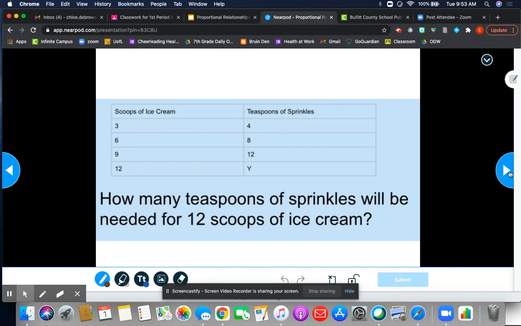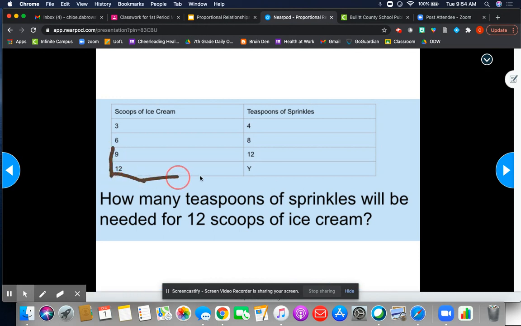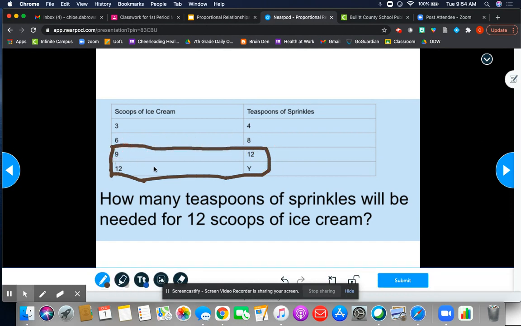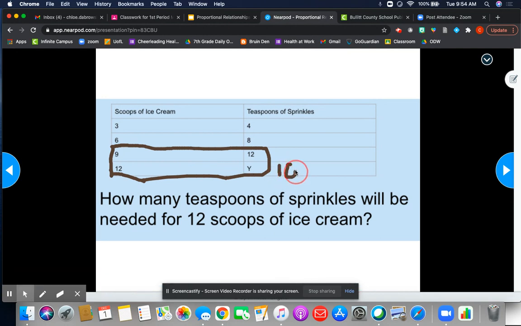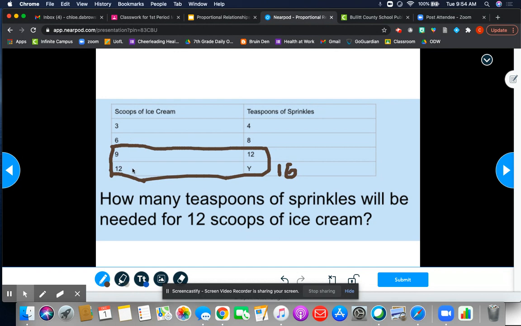All right, how many teaspoons of sprinkles will be needed for 12 scoops of ice cream? So there are multiple ways that you can solve this. I think the easiest way would be if I just make these two into proportions. So if I just take these two boxes, and again, we're going to cross multiply and divide. 12 times 12 is 144. 144 divided by 9 gives us 16. If you also notice, there's a little bit of a pattern here. 3, 6, 9, 12, 4, 8, 12, 16. So every 3, we gain 4 sprinkles.